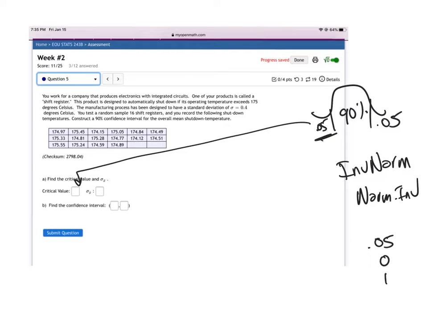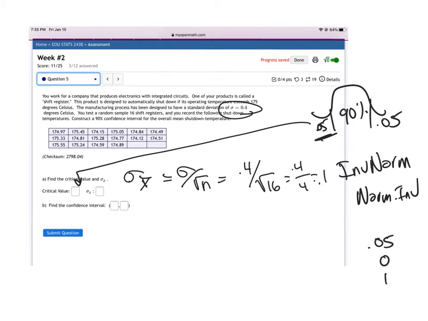Then you're looking for sigma, that's the population standard deviation of the sampling distribution. So that is equal to sigma divided by the square root of n. So this is 0.4 divided by, because from here, our number that we have here, which is 16. So it's the square root of 16, which is 0.4 divided by 4, which is 0.1. So 0.1 would go there.